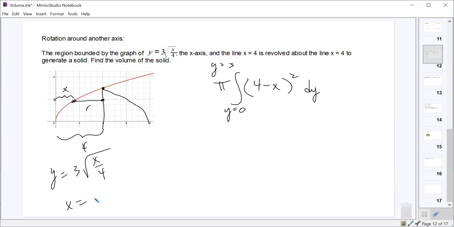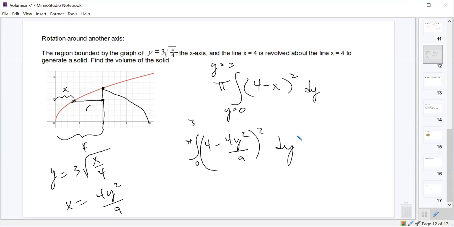Four y squared over 9. 4y squared over 9. Sounds good to me. So we'll put that in for our x. We got pi times the integral from 0 to 3 of (4 minus 4y squared over 9) squared dy.